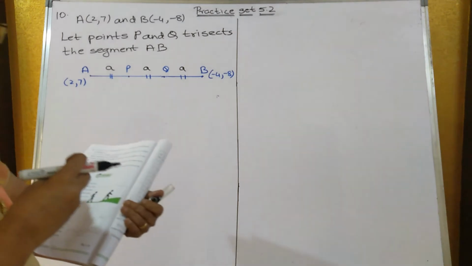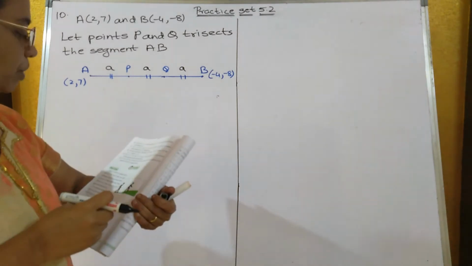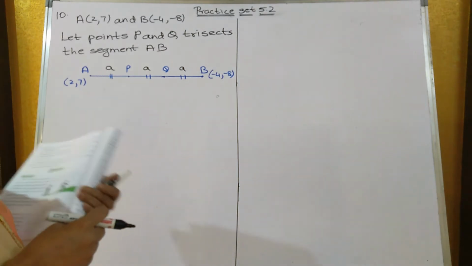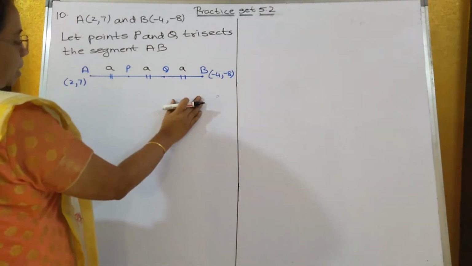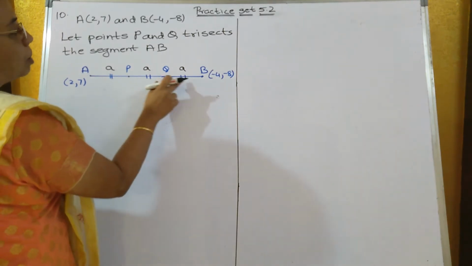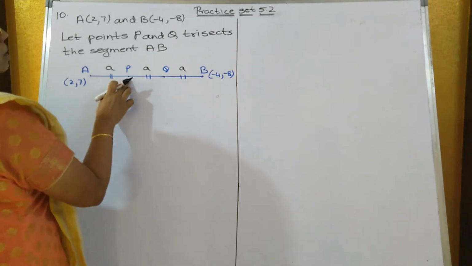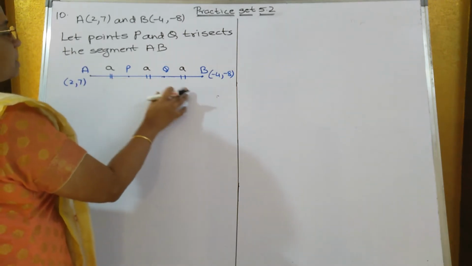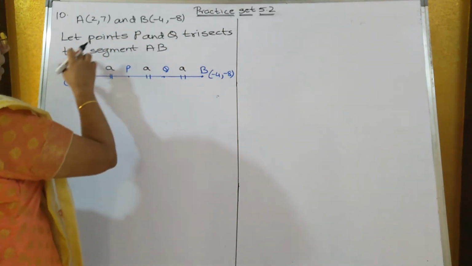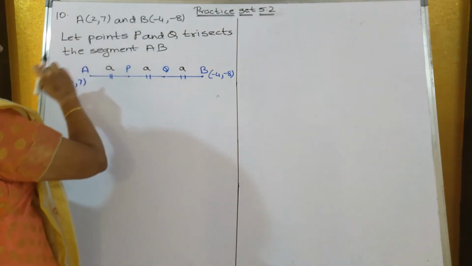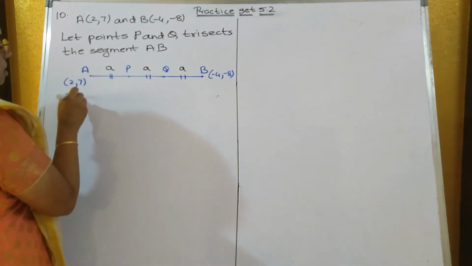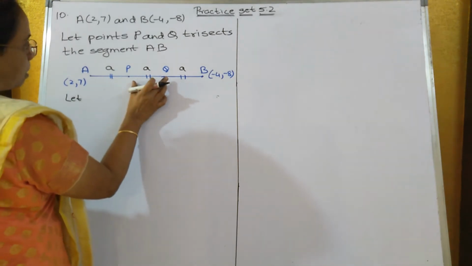Now sum number 10 of practice set 5.2: find the coordinates of the points of trisection of line segment AB. So AB is a segment and it is trisected, means it's divided into 3 equal parts. Let us assume that points P and Q divide the segment AB into 3 equal parts, where A is (2, 7) and B is (-4, -8). Now since they are all equal, AP is equal to PQ is equal to QB.